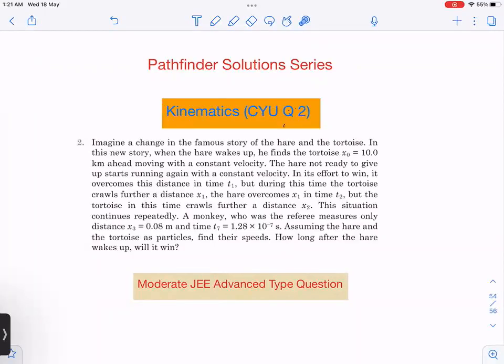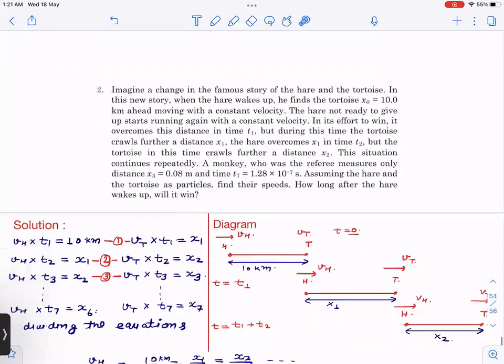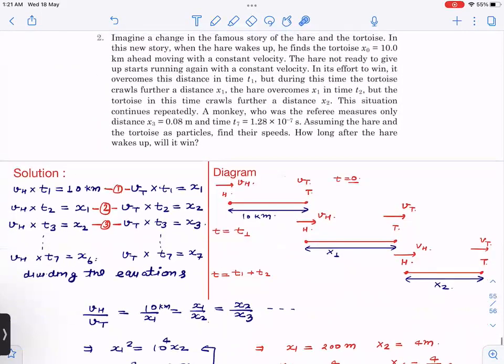This is Kinematics. Check your understanding question number 2. So let's read the question and simultaneously draw the diagram. It is a moderate JEE Advanced type of question. So this is the question here, and simultaneously the diagram is also drawn. This is based on the story of the hare and the tortoise.